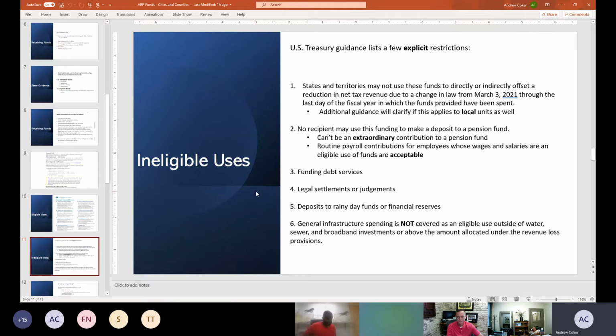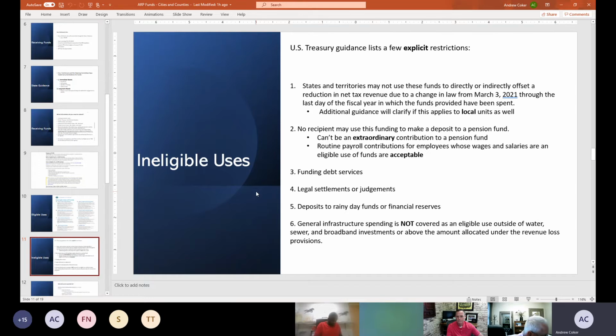You can't fund debt services with these funds. No legal settlements or judgments can be paid through these funds, as well as no deposits to rainy day funds or financial reserves outside of what's eligible through collecting lost revenue from 2020.